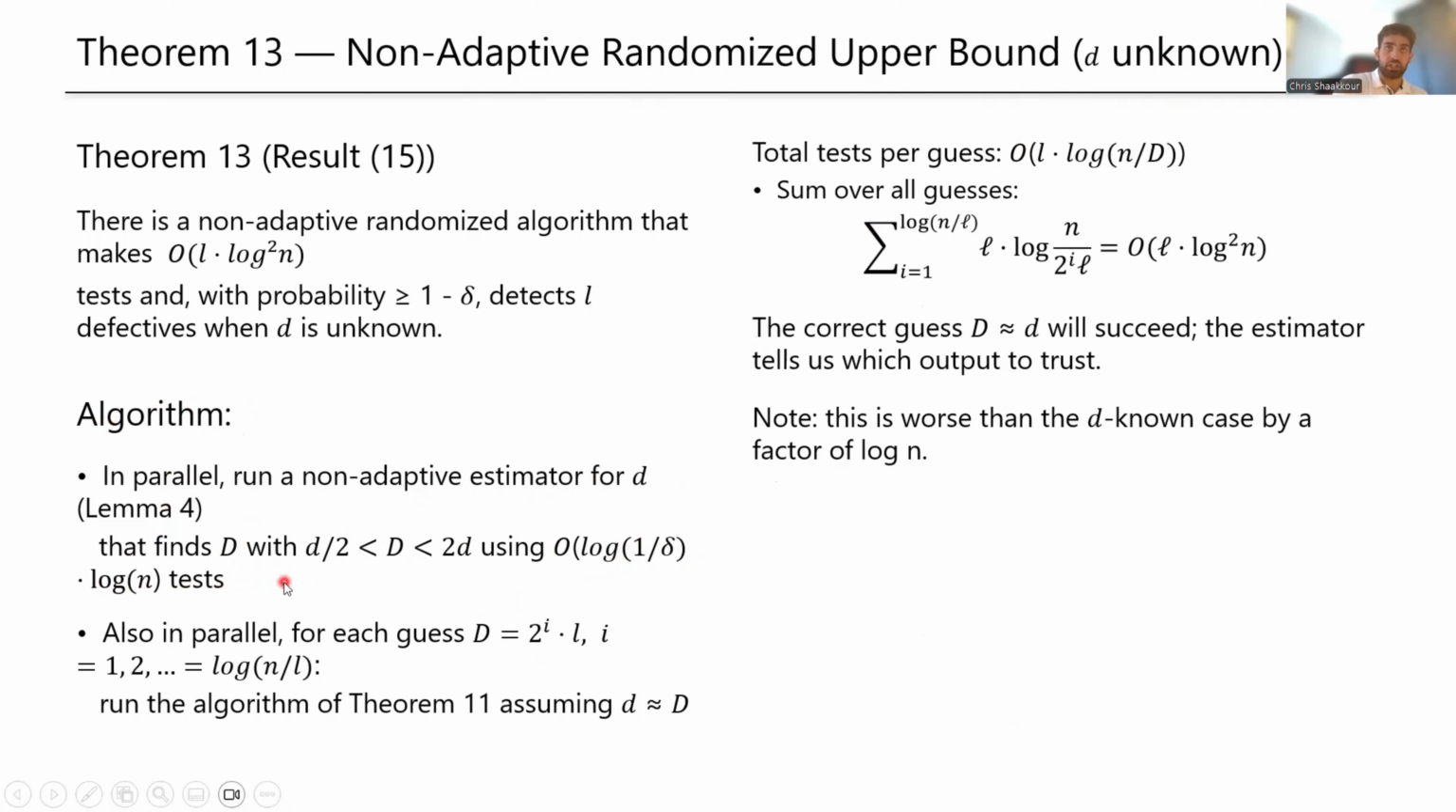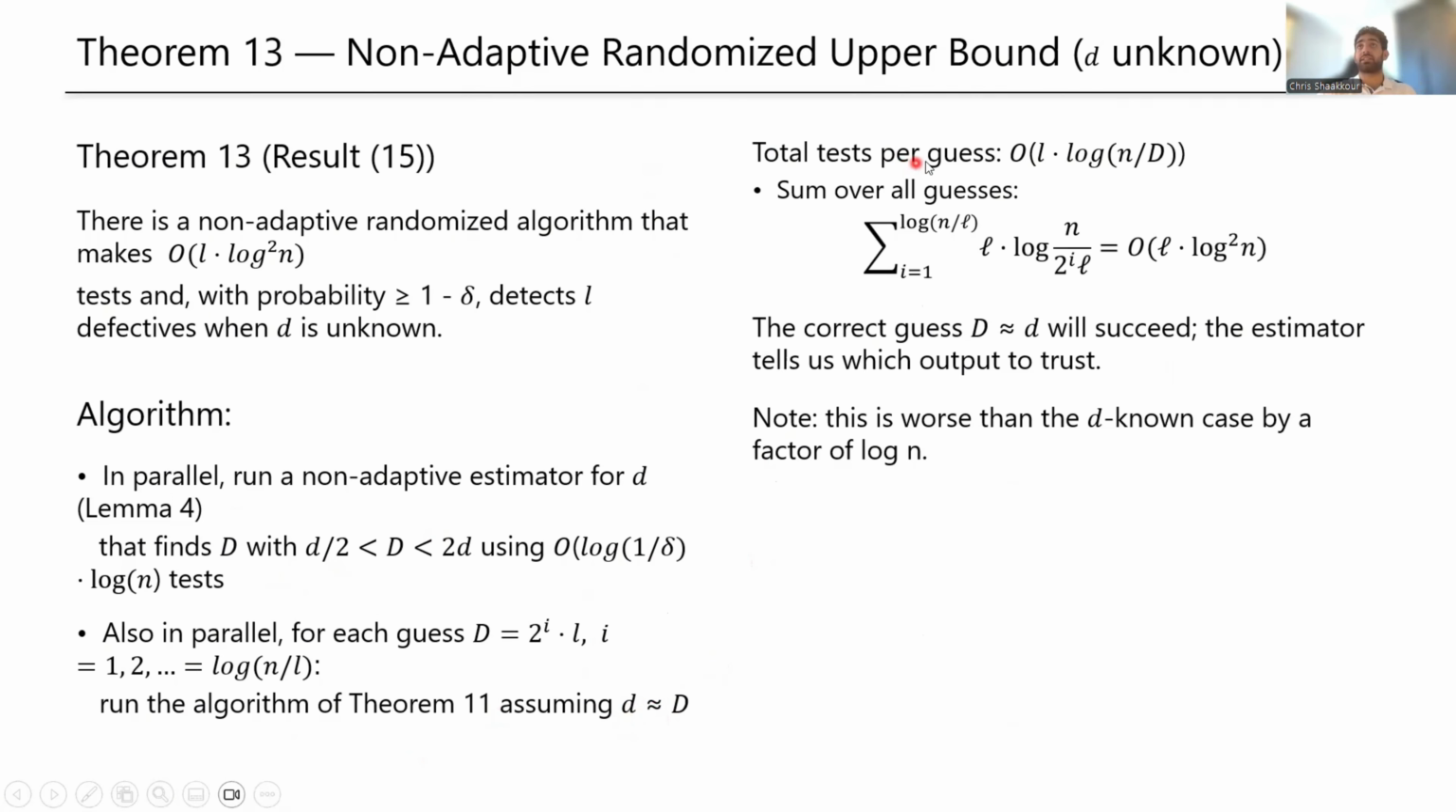So also in parallel, for each guess of D, we denote that D equals 2 to the power of i times L, where i is a number between 1 and log n divided by L. Okay, so we run the algorithm of theorem 11, assuming that D is approximately big D. So we assume that the D that we have found is approximately the actual unknown number of defective items in the group.